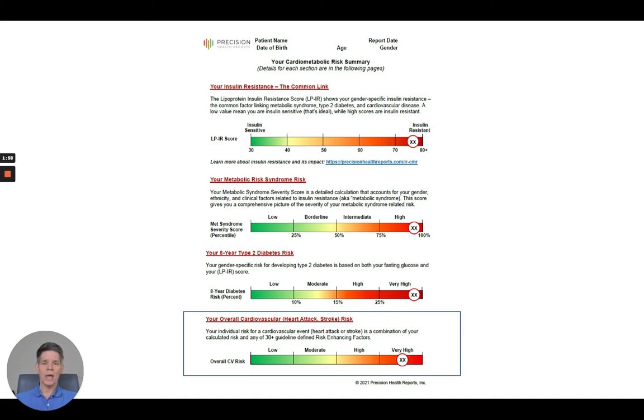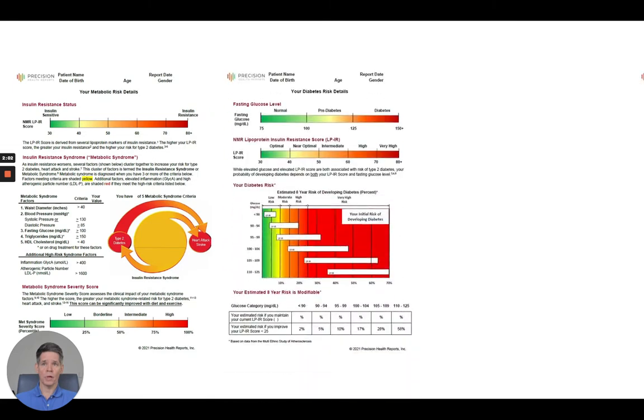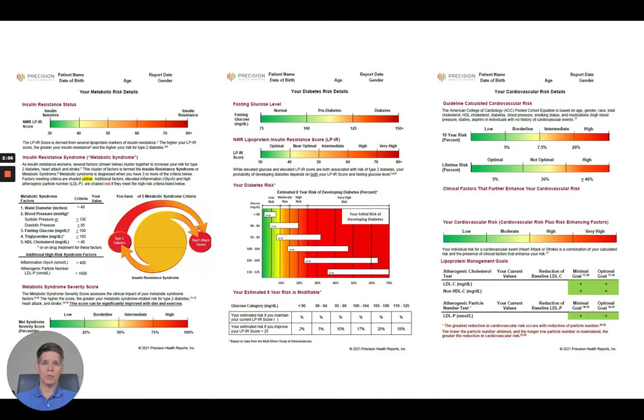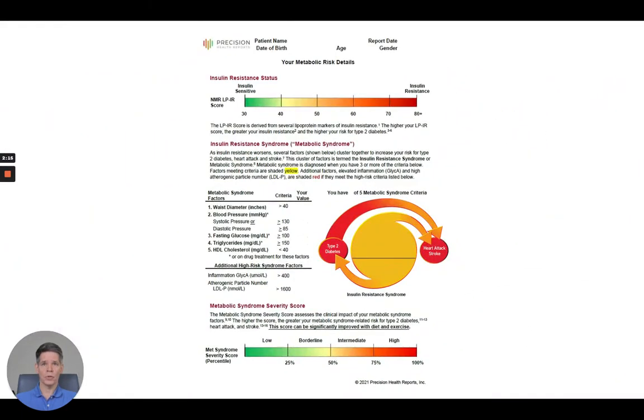So now we can unpack each of these with other pages of information, beginning with your cardiometabolic risk, followed by your diabetic risk, and then your cardiovascular risk. On each of these pages, the color coding is the same. Green is good and low risk, red is higher risk. So let's look at your metabolic risk detail page. Now this page begins with, again, insulin resistance, which is the underpinning for much of the problem that you have with diabetes, heart attack, and stroke. You'll see again, green is good and red is higher risk.